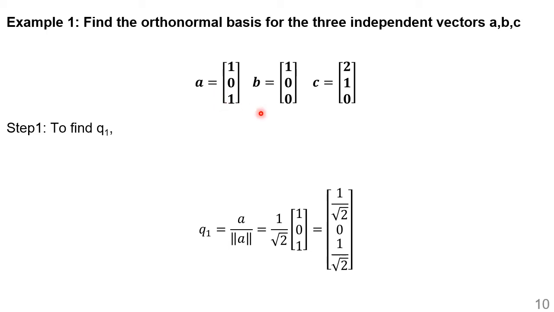So we need to convert these into an orthonormal basis by the Gram-Schmidt process. The first step is to find Q1. I can choose any of these vectors; I have chosen A here. A divided by the length of A will give me Q1. So I have A here, [1, 0, 1], divided by the length. The length is given by the square root of 1 squared plus 1 squared, that is root 2. So I get the resultant vector as [1 by root 2, 0, 1 by root 2].